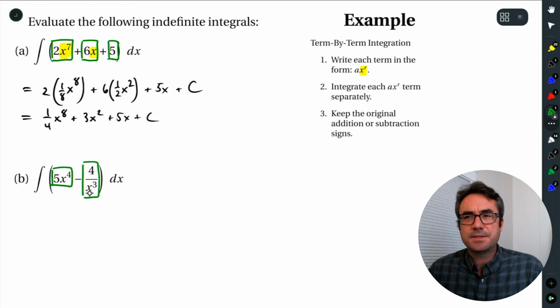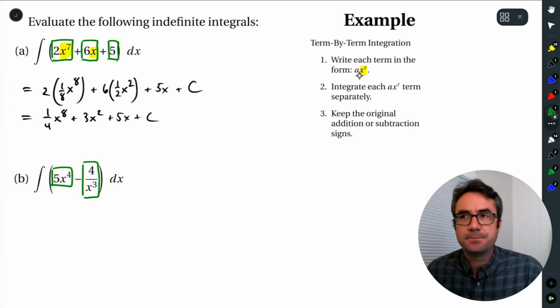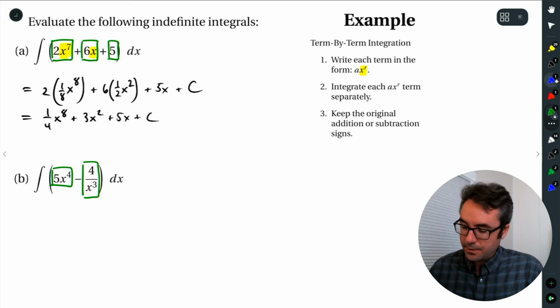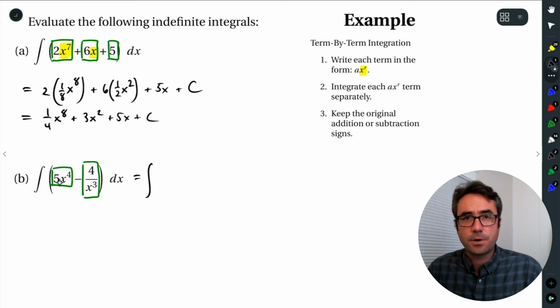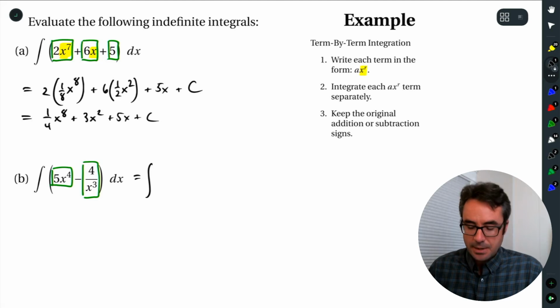Now, when I look at this 4 over x cubed, it's not quite good enough yet. We want to write it as a constant times a power function. So before we go further, I'm going to rewrite this function. The 5x to the 4 is perfectly good. That term is ready to integrate. It's this 4 over x cubed that we want to do a little bit of work with.